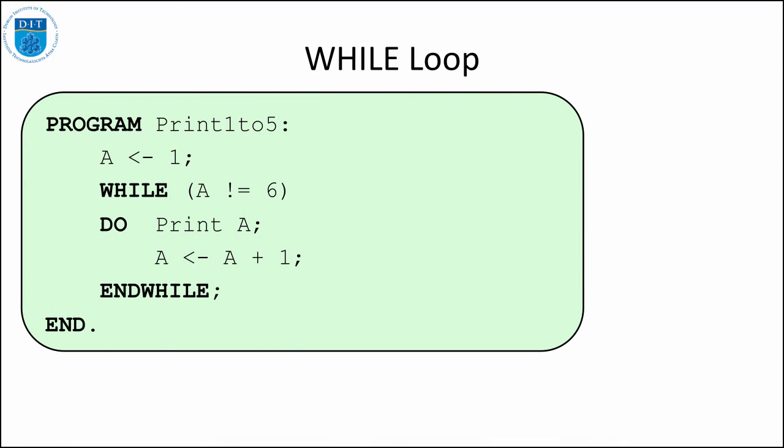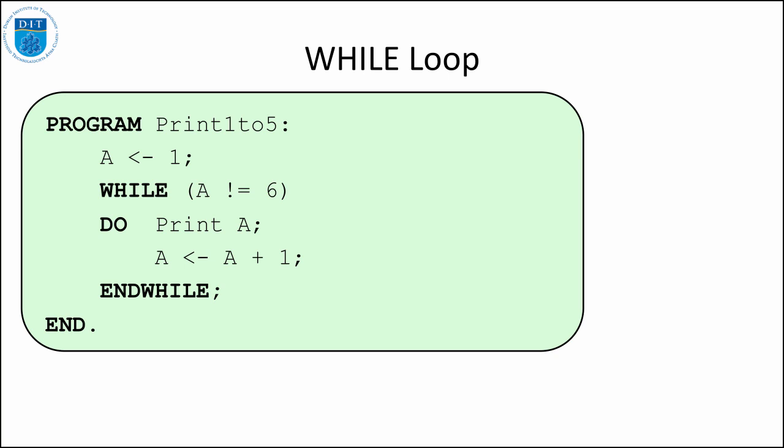We declare a variable, call it a, and it gets the value 1. And we keep on looping around while that variable a is not equal to 6. We do print out the value of a, and then we add 1 onto a, so a gets the value a plus 1, and then we go end while.